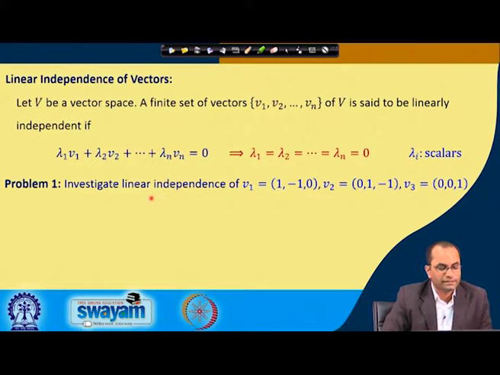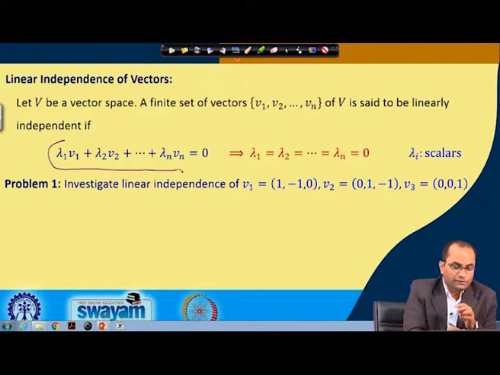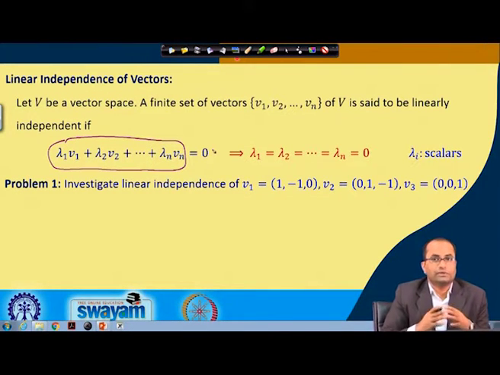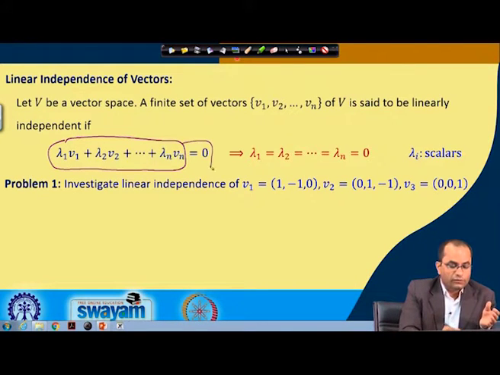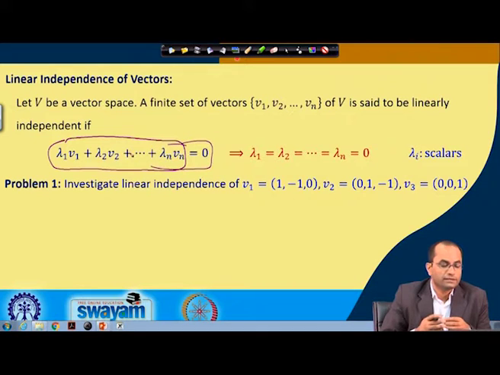Now we can investigate the linear independence of given vectors. What do we have to check for linear independence? If the linear combination lambda 1 v 1 plus lambda 2 v 2 up to lambda n v n is equal to 0, after solving these equations, we get the only solution as lambda 1 equal to lambda 2 equal to lambda n equal to 0, then we call this set linearly independent. But if we get some other, non-zero solution of the lambdas, then they will be dependent, so they are not independent in that case.